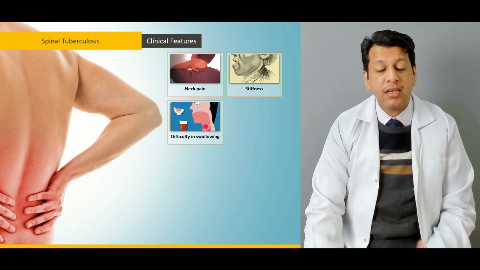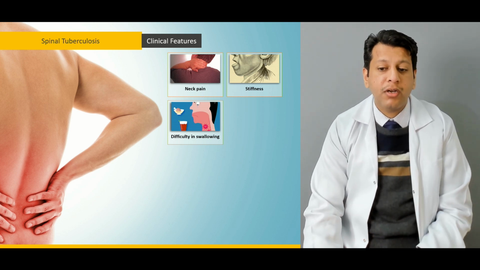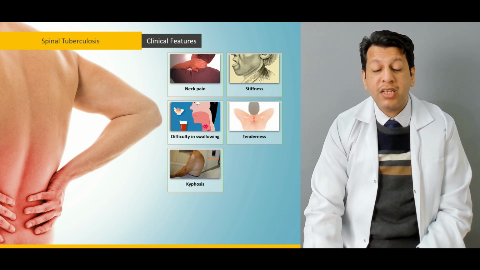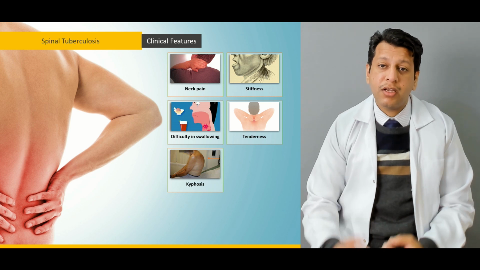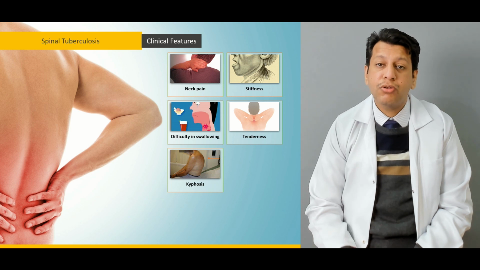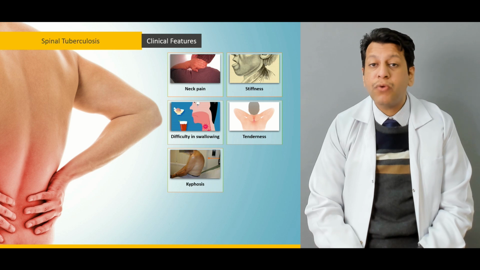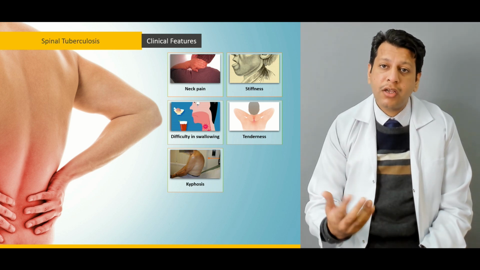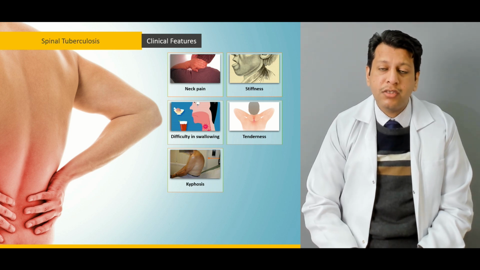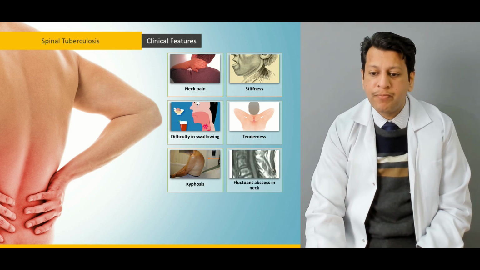As tuberculous infections affect other joints as well, there may be difficulty in swallowing, there may be tenderness, and the foremost sign is always the kyphosis. The patient will complain that his thoracic spine is going into some form of kyphosis. Although the normal kyphotic angle of a thoracic spine is 20 to 40 degrees, when you measure the kyphotic angle, it has increased to greater than 60 degrees. This means the spine is going into progressive kyphosis at the thoracic level.